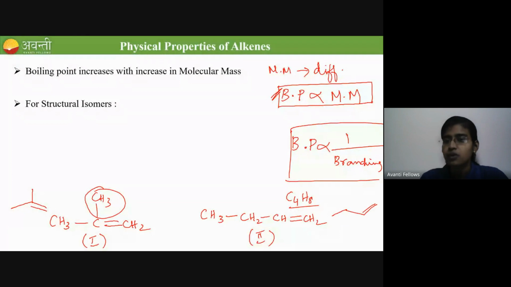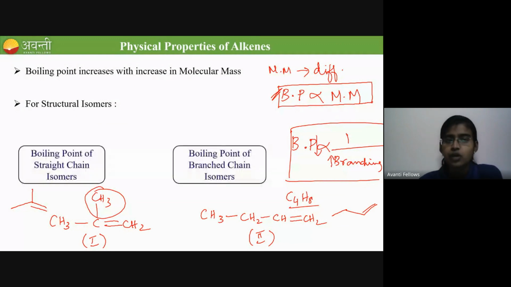So, the compound which is having more branches will be having the least boiling point. So, you have to go with this relation. The boiling point of the straight chain isomers will be more compared to the boiling point of the branched chain isomer. Got it? So these two are the relations that you are learning from the boiling point. The same relation which we have discussed in alkanes is followed here too. So this is about the physical properties of alkenes.